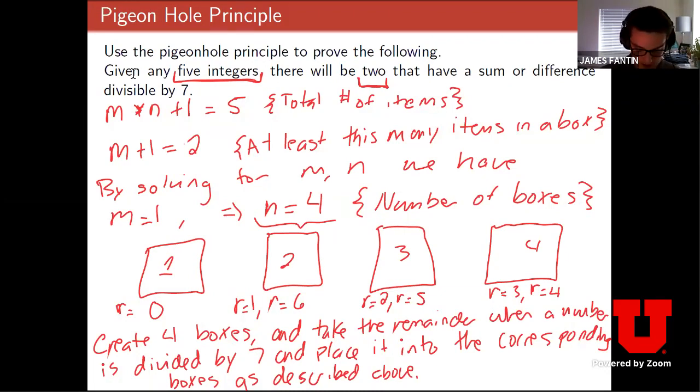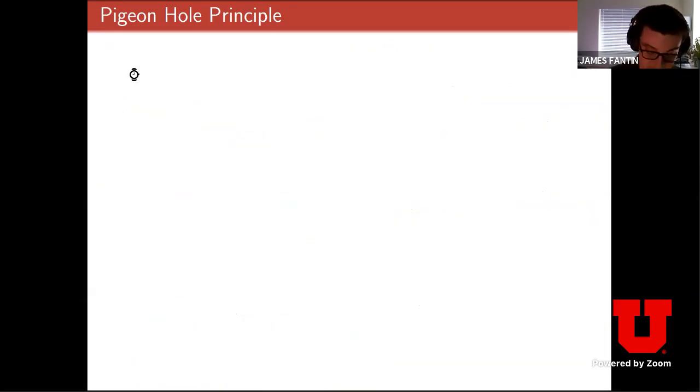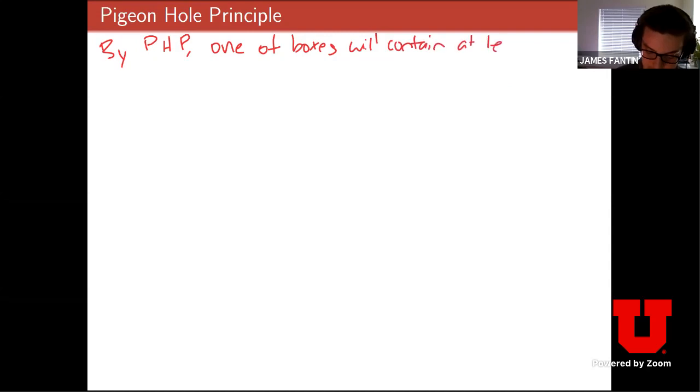So can anybody tell me why we are guaranteed that one of these boxes is going to have at least two integers? Yeah, somebody said, there are 5 integers and 4 boxes. Pigeonhole principle, we know one of them is going to have 2. So that's the first thing we need. So by the pigeonhole principle, one of the boxes will contain at least 2 numbers.